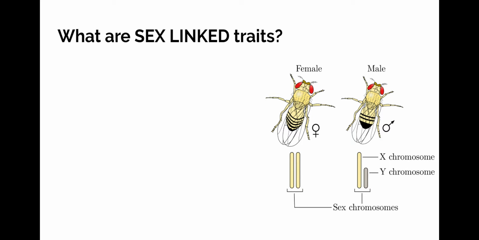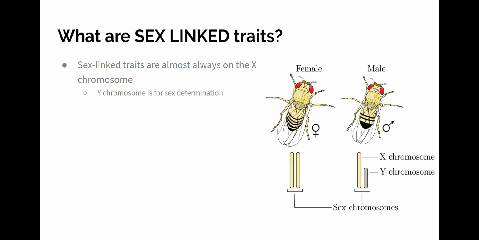I keep saying sex-linked traits, so let's just quickly talk about what we're talking about here. Sex-linked traits are almost always found on the X chromosome, hence why we use the X's and the Y's to show that they're linked to the X chromosome. Y chromosomes is usually for sex determination in males, so if you get a Y chromosome, you'll be male. There are Y-linked traits, but there's very few.